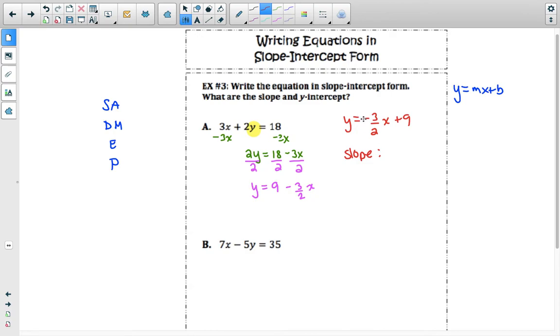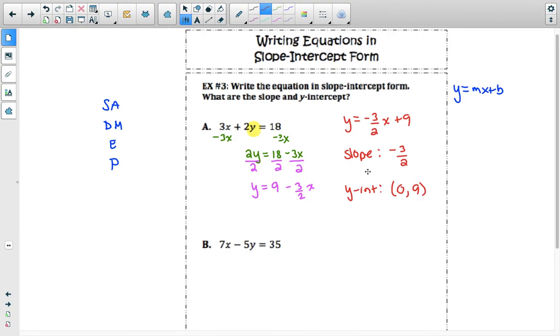So the coefficient is negative 3 over 2. Our slope is change in y over change in x, so it's just the number. The y-intercept comes from the constant of our equation. So our constant is 9, but the y-intercept is a coordinate. The coordinate is the y value, so we want to write out a coordinate of 0, comma, positive 9.